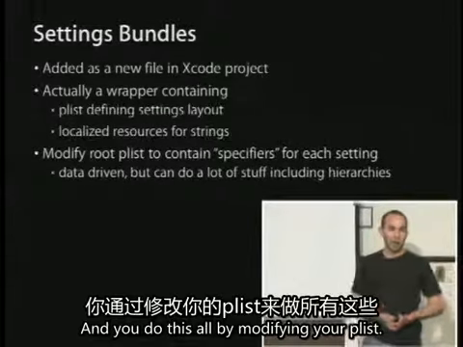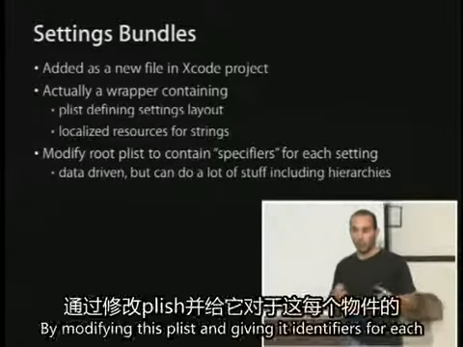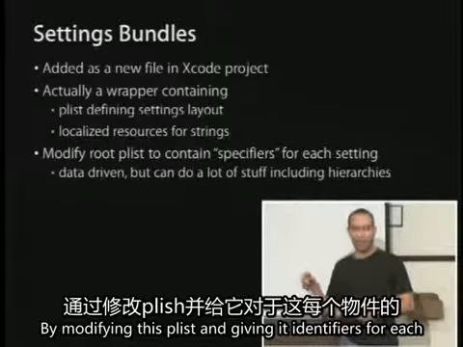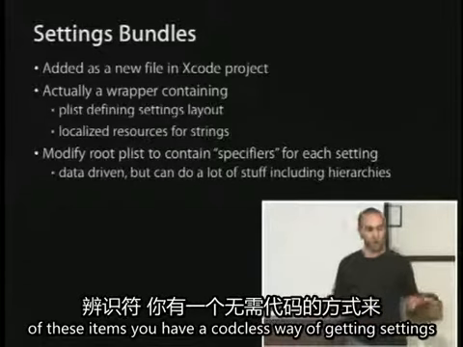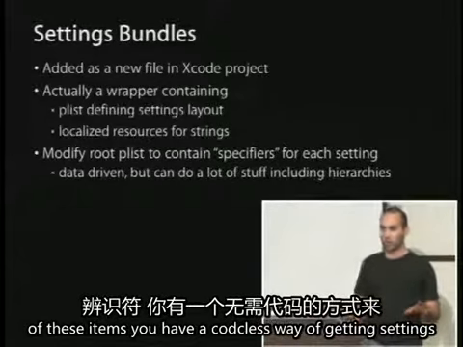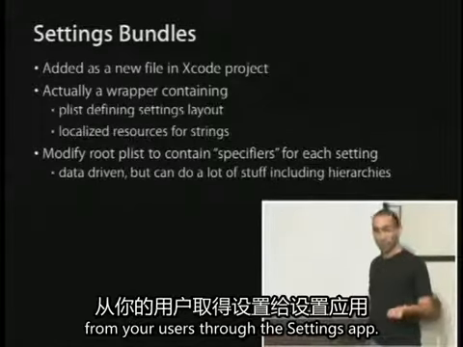And you do this all by modifying your plist, right? By modifying this plist and giving it identifiers for each of these items, you have a codeless way of getting settings from your users through the Settings app.